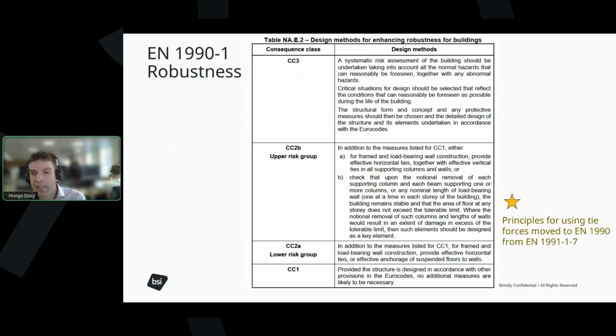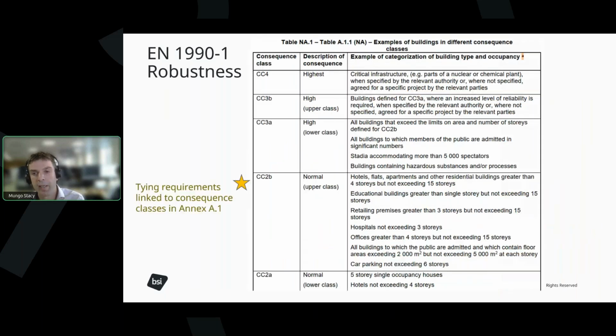Within this Annex E, we've also moved across the content that was formerly in 1991-1-7, giving the principles for tie forces. There's no change to the underlying technical principles. So we will still use the same approach to design for robustness as we have done historically in the UK, using vertical and horizontal ties dependent on the consequence class. And the consequence class is now linked into Annex A1 of EN 1990 rather than being separately defined in 1991-1-7. Again, the list of the tables here aligns with the list in approved document A. We are in discussion with the building safety regulator about the concurrent update to that approved document.